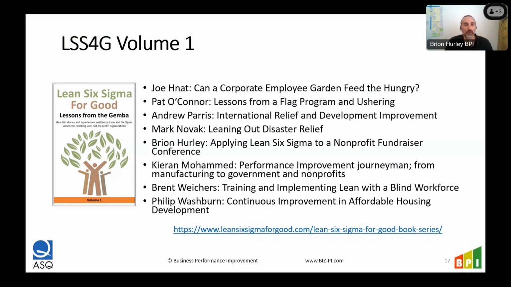And so there's 2 volumes out there. There's a volume 1, these different topics around fundraiser conference I helped put together. Pat O'Connor had one on the flag program for the Optimist Club, I think, and how they distributed out flags on Flag Day and how they picked up those flags at the end of Memorial Day or Labor Day celebration.